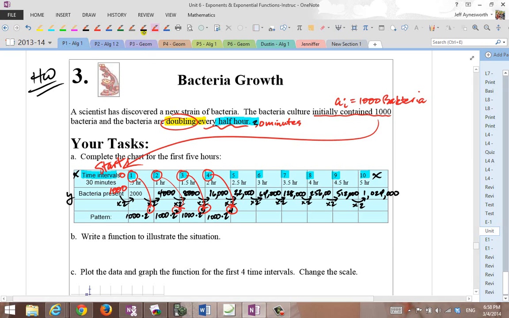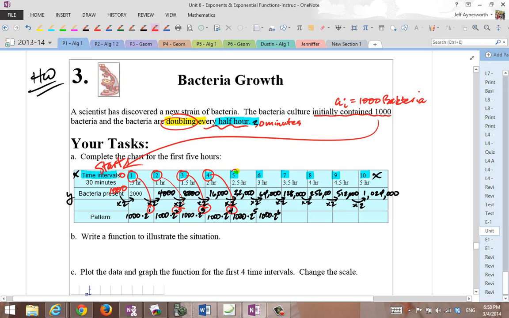Ooh, there's a pattern here. To get from 1,000 to 32,000, you got to take 1,000 times what? 2 times 2 times 2 times 2 times 2. That's 2 to the 5th, or 32. Oh, I didn't mean to write that. 2 to the 5th. Well, you could put 32 there, but that's actually 2 to the 5th. All right, to get from 1,000 to 64,000, you multiply by 64, but that's 2 to the 6th. All right, so 1,000 times 2 to the 6th.